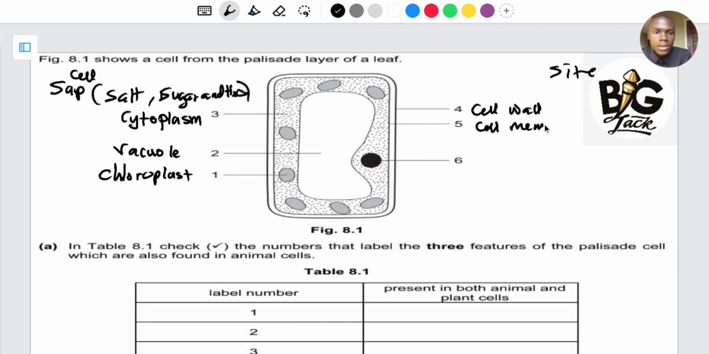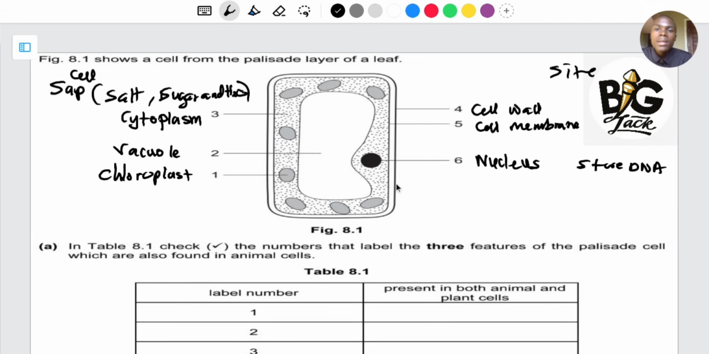So what is the function of the cell membrane? This cell membrane acts as a selectively semi-permeable membrane. That means it selects what goes in and out of the cell. And then structure 6 is called the nucleus. The function of the nucleus is to store DNA, which is deoxyribonucleic acid. It also controls the cell activities. All the cell's activities are controlled by the nucleus.